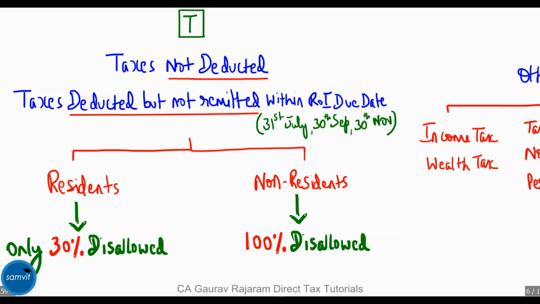If the payment is made to a resident and tax is not deducted, or the tax is deducted but not remitted within the return filing due dates which you see on your screen, 30% of the expense will be disallowed. In relation to a non-resident payment, if the same is not done, 100% of the expenditure will be disallowed. Remember that this is a temporary disallowance and you will still be able to get the expenditure as an allowance in the year of payment of the taxes.